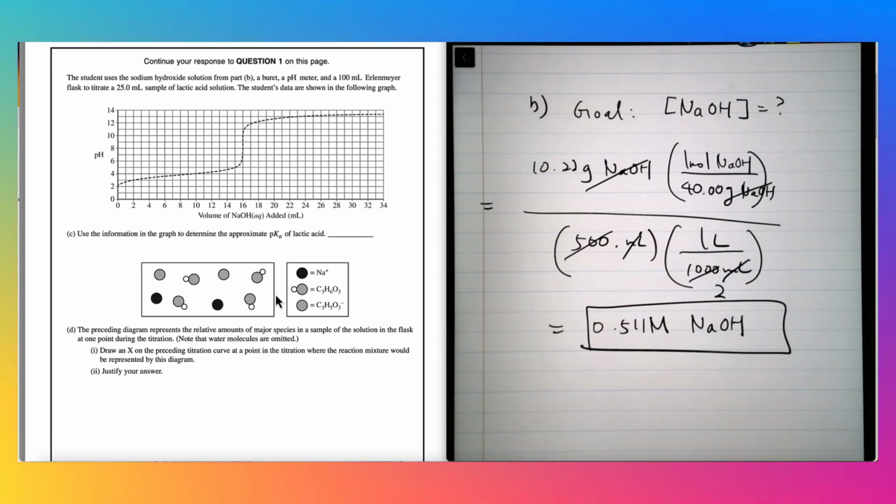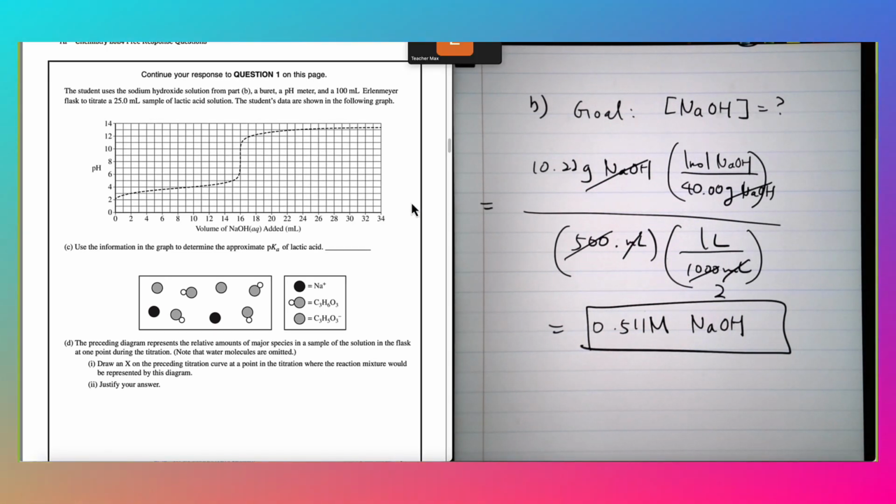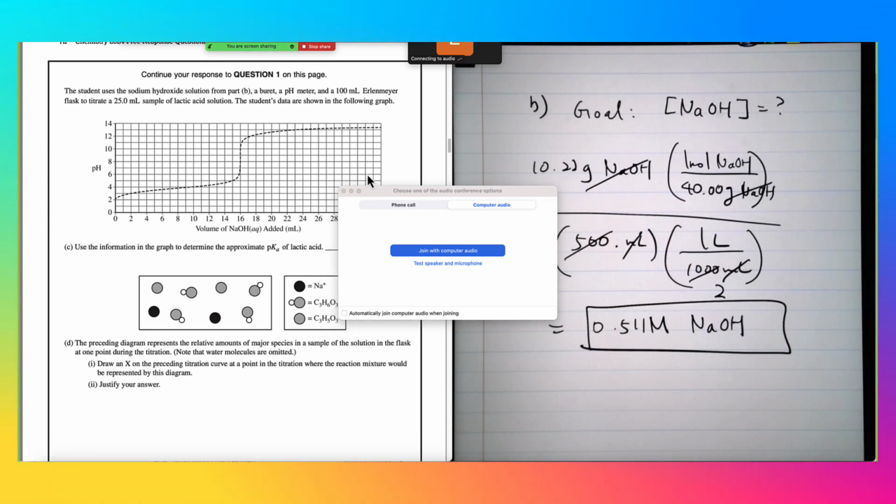Okay, next one. You know what? Let me get onto Zoom so I can annotate. Alright, so I got into Zoom so I can annotate here because I will have to grab this.